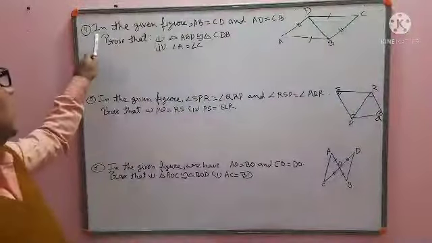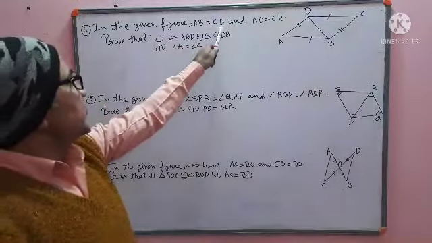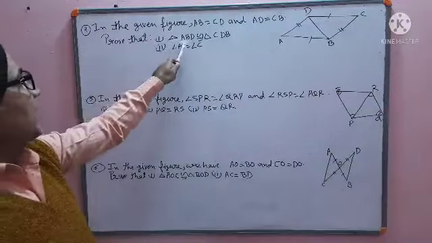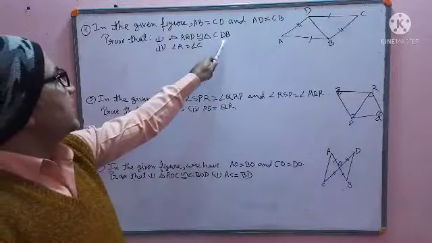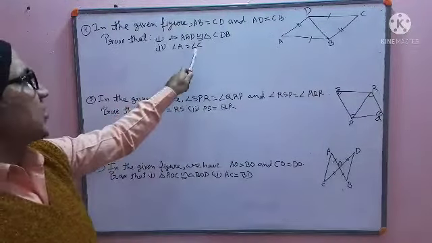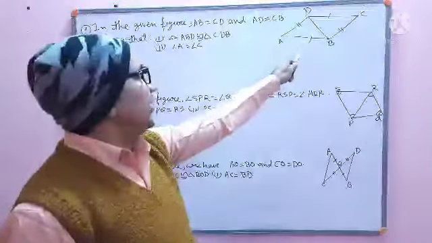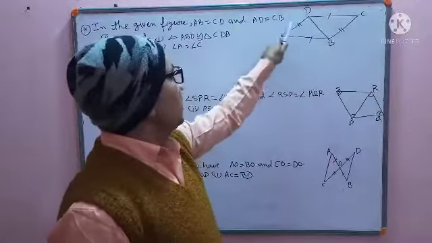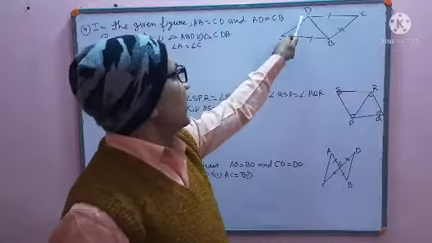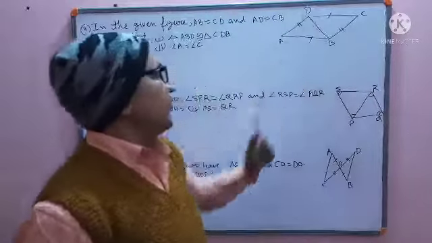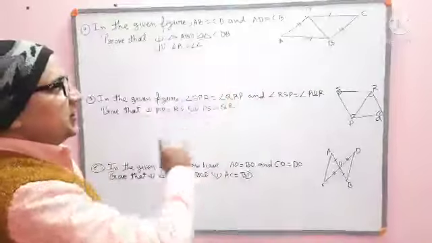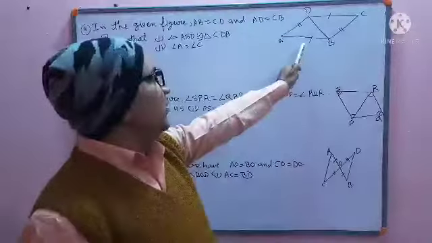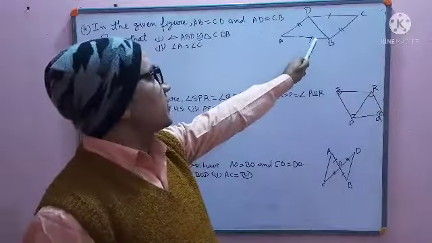The question number 4: in the given figure AB equal to CD and AD equal to CB, then prove that first, triangle ABD is congruent to triangle CDB and second, angle A is equal to angle C. This is the picture given. First triangle is ABD. ABD is the first triangle. BCD is the second triangle. So we have to show that these two triangles are congruent. Children, if you watch the picture carefully, very easily you can see that these two triangles are congruent.